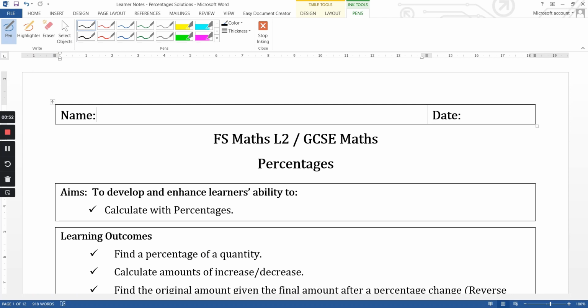So I think I did this in week 3 for GCSE and week 5 for Level 2. It's the same lesson essentially. The only difference is at the end there's going to be some extension questions which are slightly different. So I'm going to do a separate video for Level 2 extension questions and another separate video for the GCSE extension questions. So for this one, this is going to be the same for both lessons though.